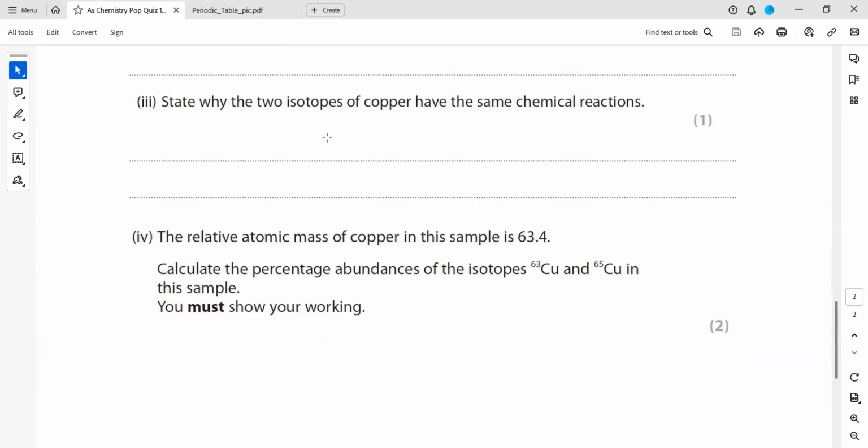State why two isotopes of copper have the same chemical properties. The chemical properties depend on the number of electrons in the last shell, because they have the same number of electrons in the valence shell.